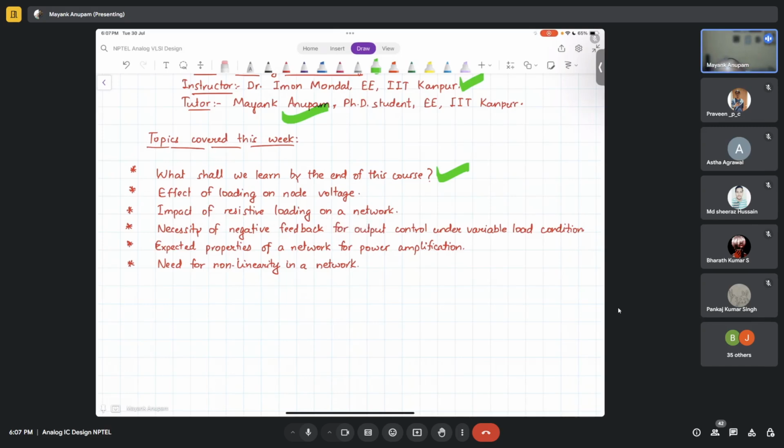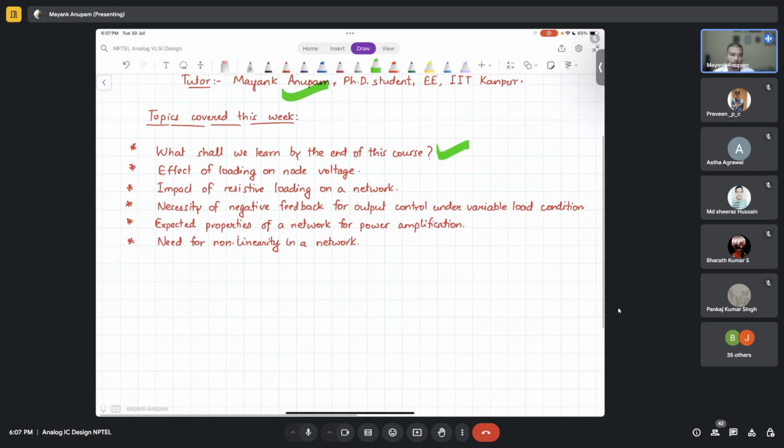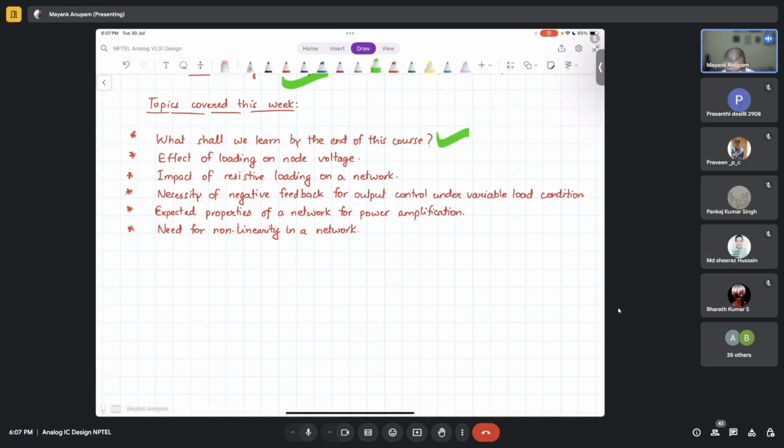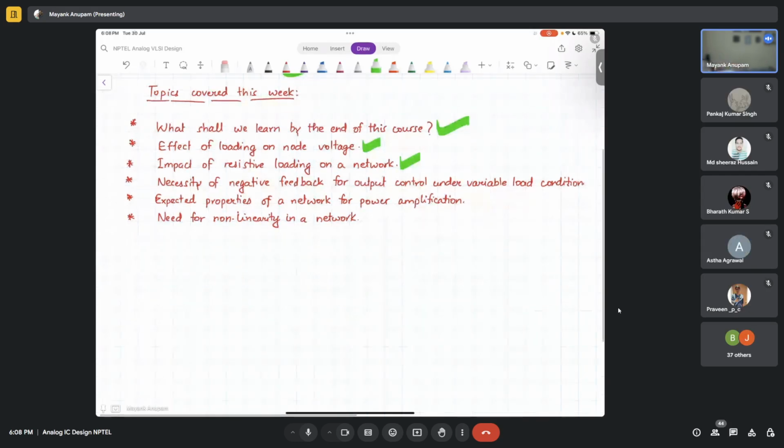So after that, the instructor started motivating the course by taking different scenarios. If you want to make a fixed voltage source which is dependent upon another voltage source, how do you go about doing that? Then he discussed the effect of resistive loading on a network, and all those things. So let me say something about it.